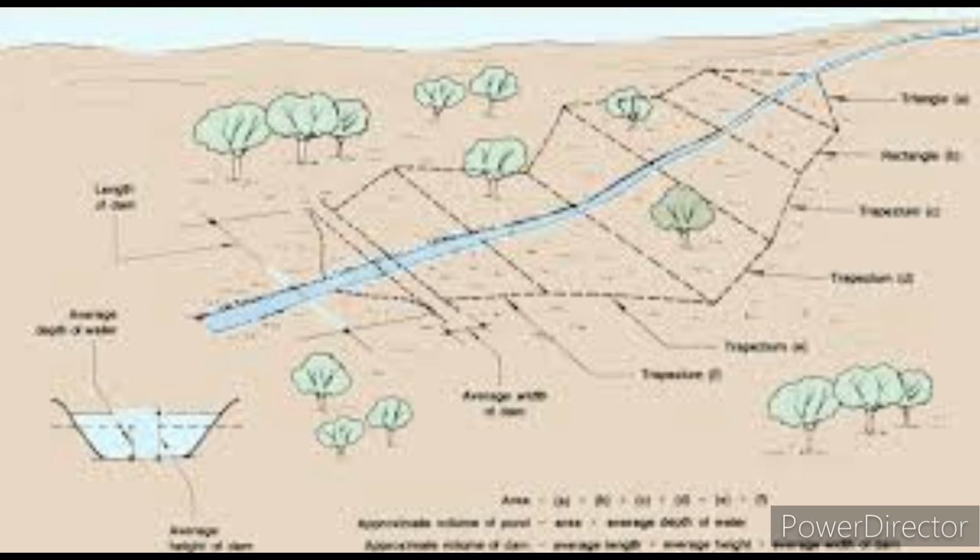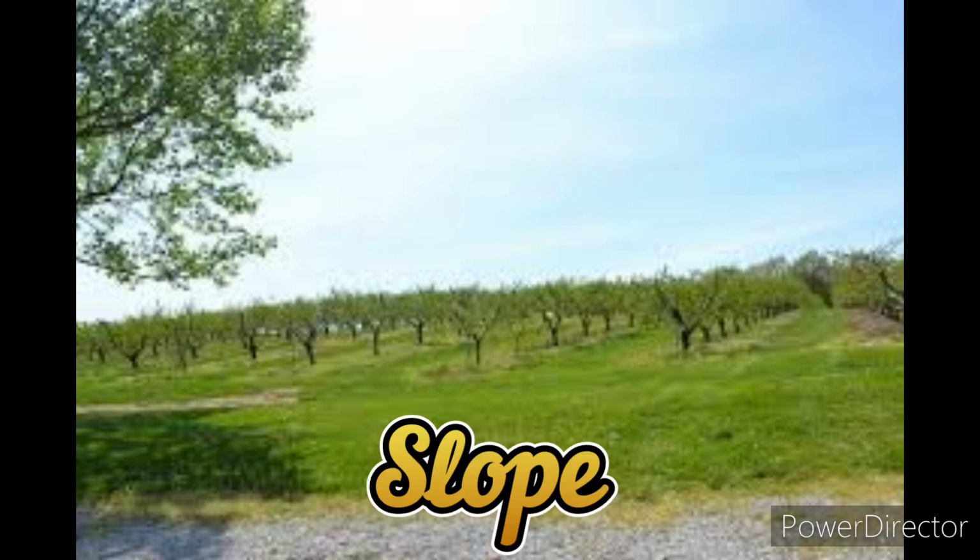And the third factor is the slope. An orchard should be situated on a place that has a gentle slope for easy drainage and for infiltration of water into the soil. If the slope is steep, you may have problems of soil erosion because of the steepness of the soil. So you need to choose a gentle slope for good drainage, infiltration, and avoidance of soil erosion.